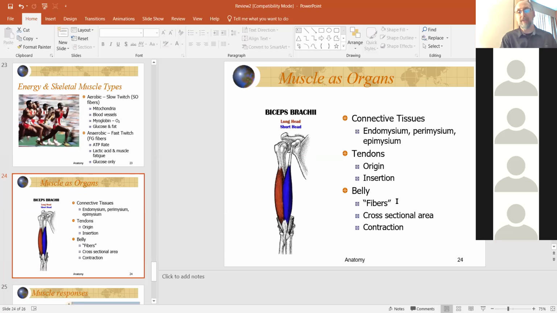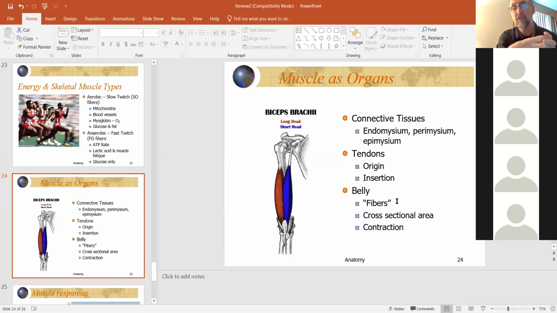Okay, then there was a little bit this week on muscles as organs. Muscles have lots of connective tissue, neurons, and blood vessels. The connective tissues form the ends of the muscles. These are the tendons, the insertions into the bone. The part that remains stable when the muscle contracts is the origin. The part that moves is the insertion. The thickest part of the muscle, where all the skeletal muscle is, is the belly.